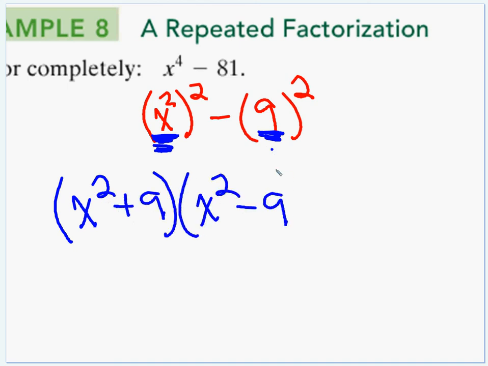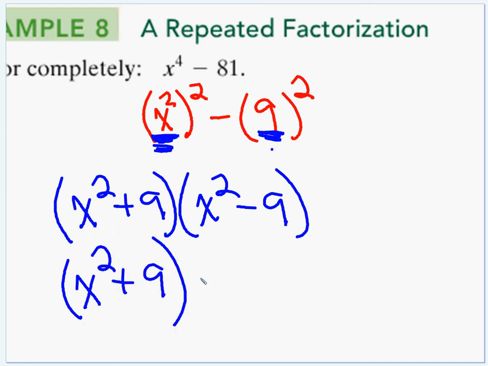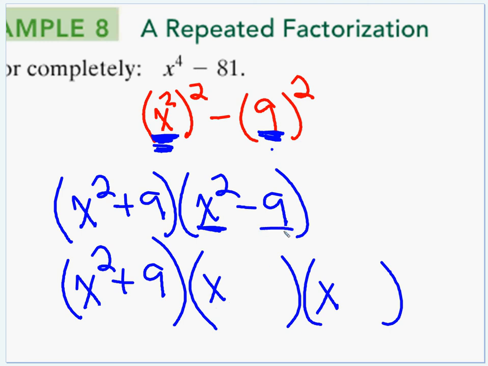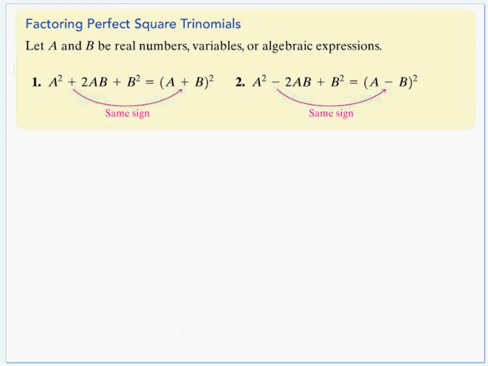squared minus 9. Now here's where you might think, okay, the problem's over. I've factored it. And the first term, that's true. This x squared plus 9 can be factored no farther. But this x squared minus 9 can be. X squared is a perfect square, x times x. 9 is a perfect square, positive 3, negative 3. There we go. Now it's fully factored. It was repeated. We did it once, and we had to do it one more time to get it down to all its factors.